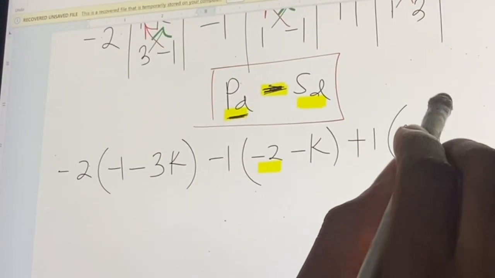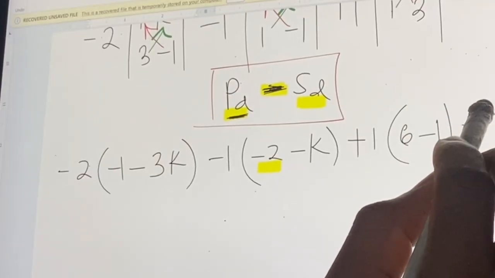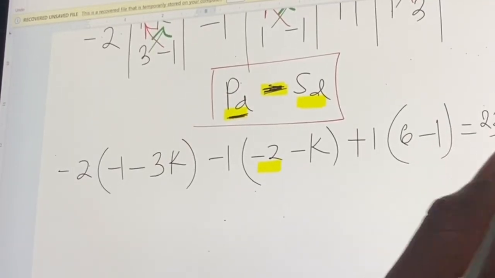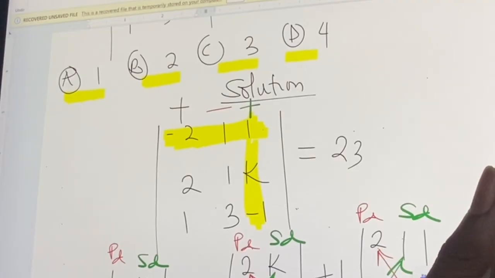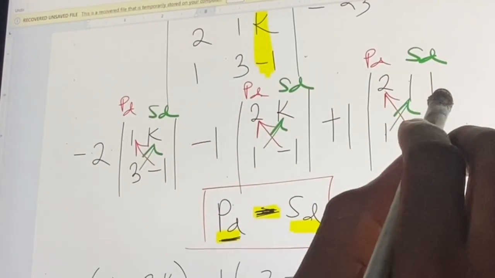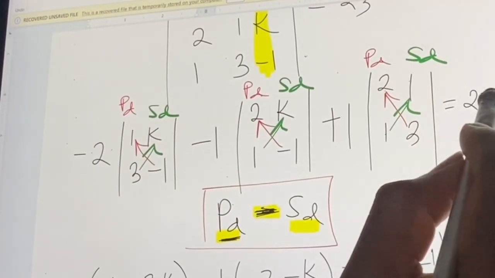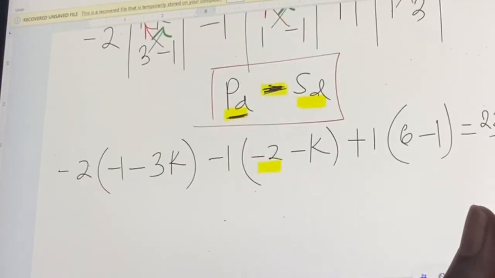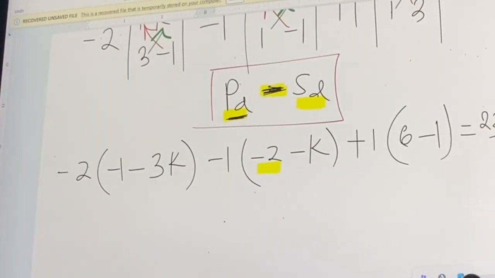The result is 1 here, is equal to, don't forget, 23. Don't forget the number here. The same thing here, equal to 23. Please don't forget. Okay, so class, let's simplify this here. The next step is to simplify what is inside a bracket.